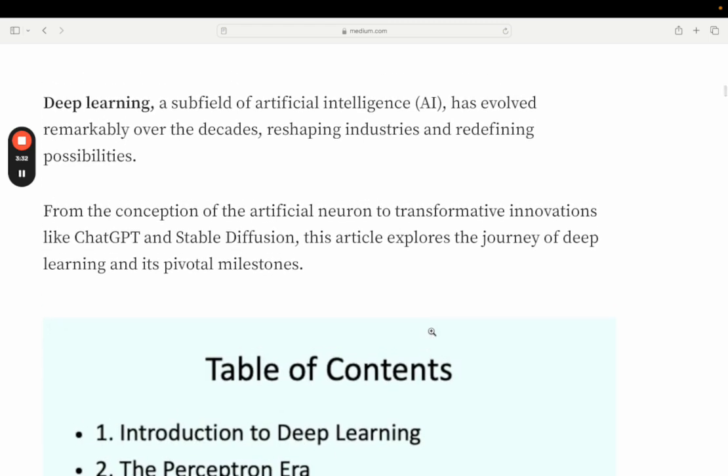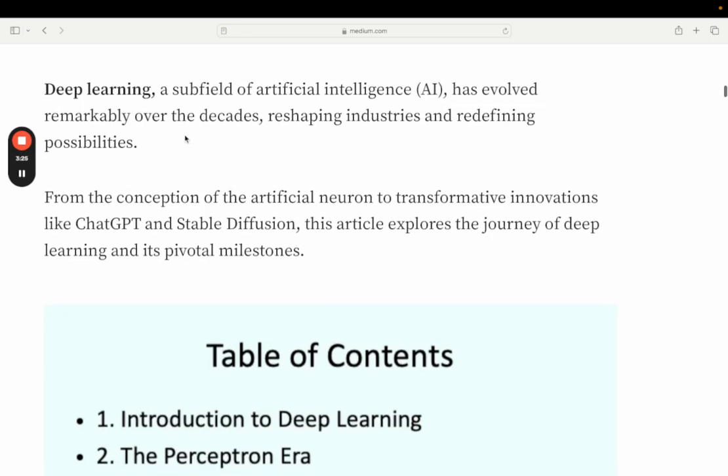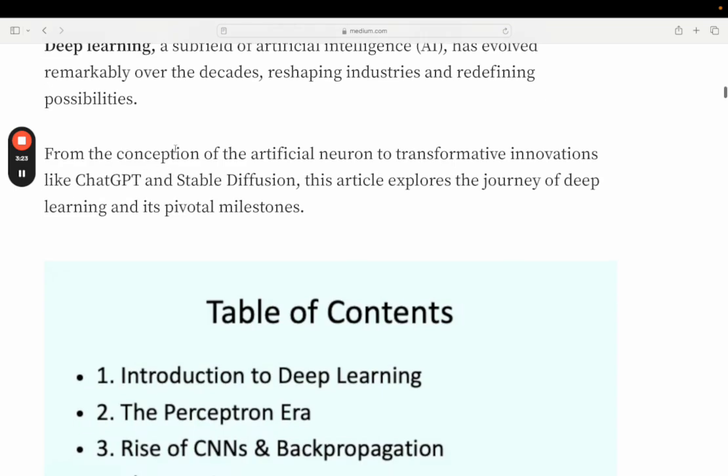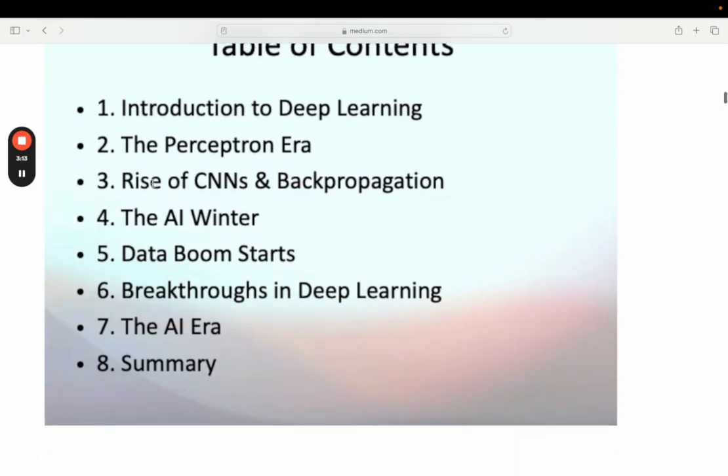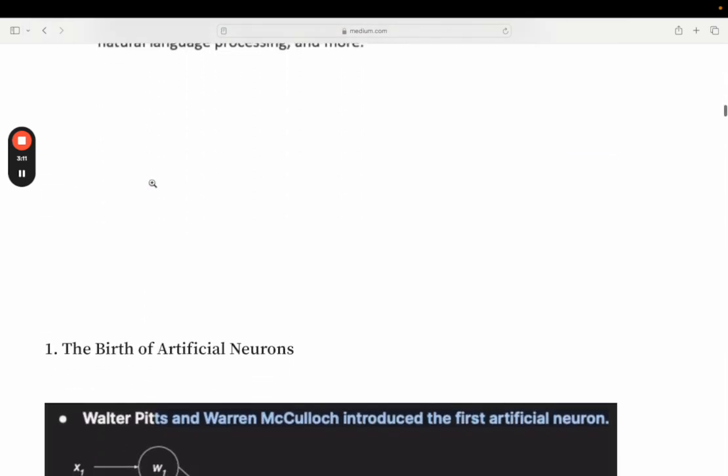Deep learning is a subfield of AI. Over the decades it has been reshaping industries and redefining possibilities, from the conception of the artificial neuron to transformative innovations like ChatGPT and Stable Diffusion. In this article you explore the journey of deep learning milestones. So we are going to talk about this.